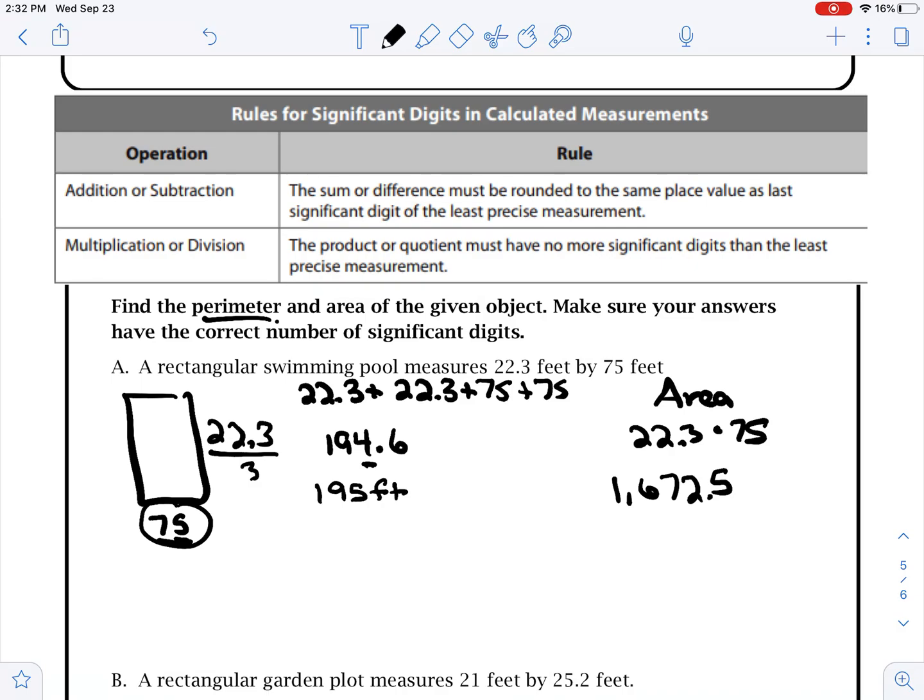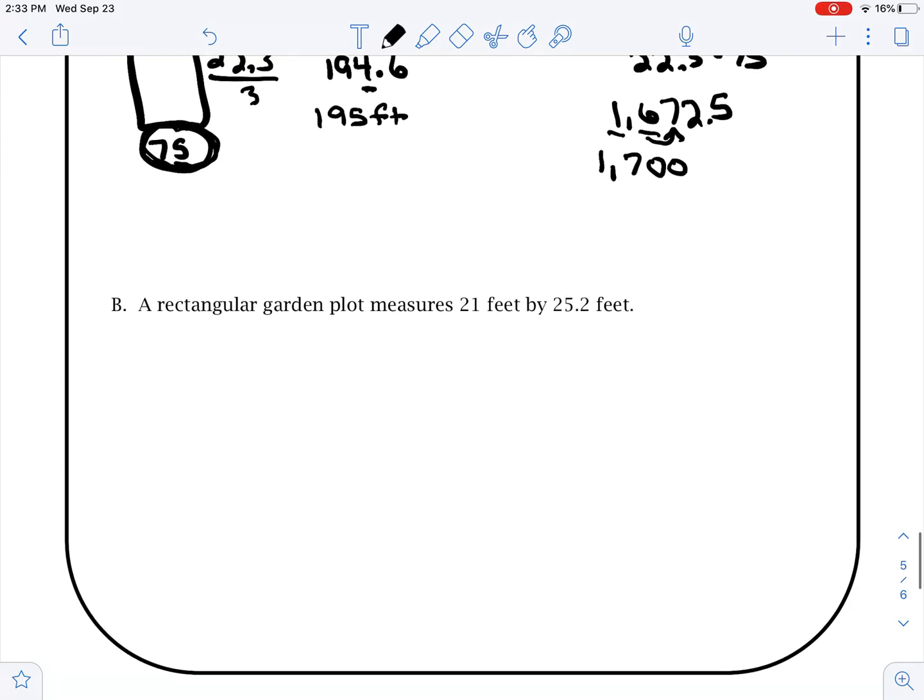The product or quotient must have no more significant digits than the least precise measurement. Again, the least precise is 75. Then it says must have no more significant digits. This has 2 significant digits, so you just count 1, 2, and we round here. So we'd say 1,700. The 2 would round up to a 7, and then we go 0, 0. No decimal point, because if I add a decimal point, then I'm going to add numbers to it.